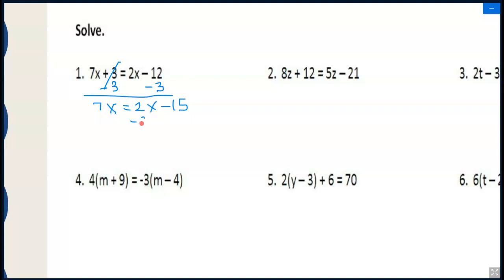Now we're going to do that with the 2x. Divide both sides by 5. And I get x equals negative 3.